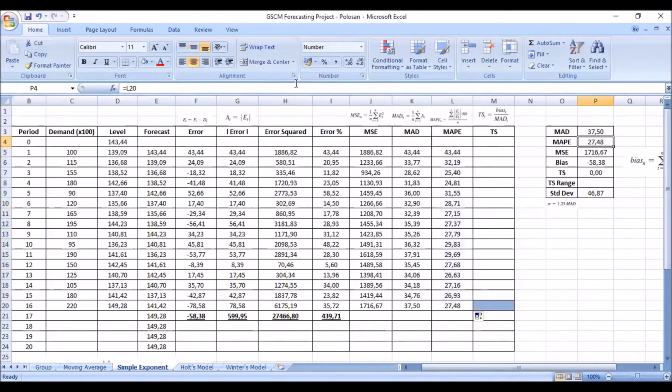And then we're just gonna clarify it by using the manual calculation, whereas we're gonna divide the total of the error percentage cell by the period cell. And then there you have it. We have the same result of MAPE.